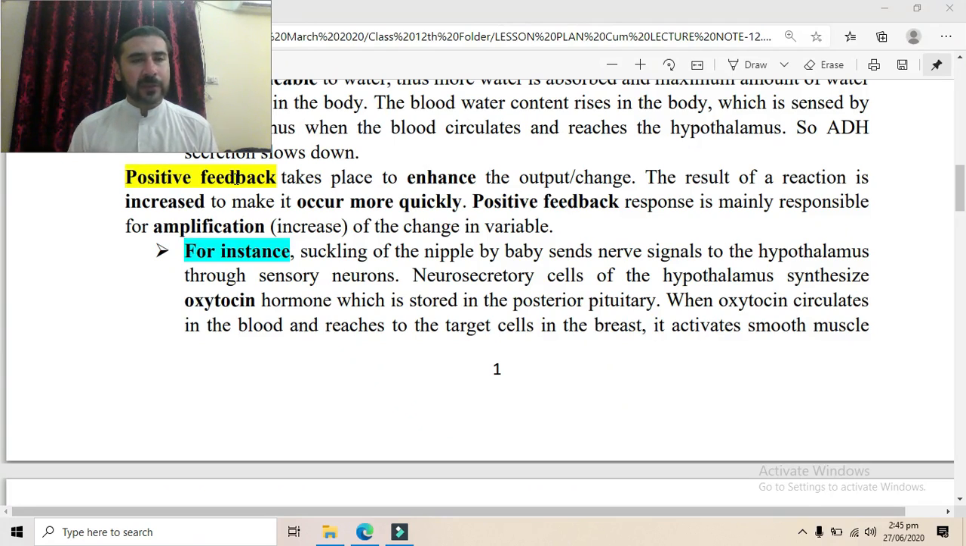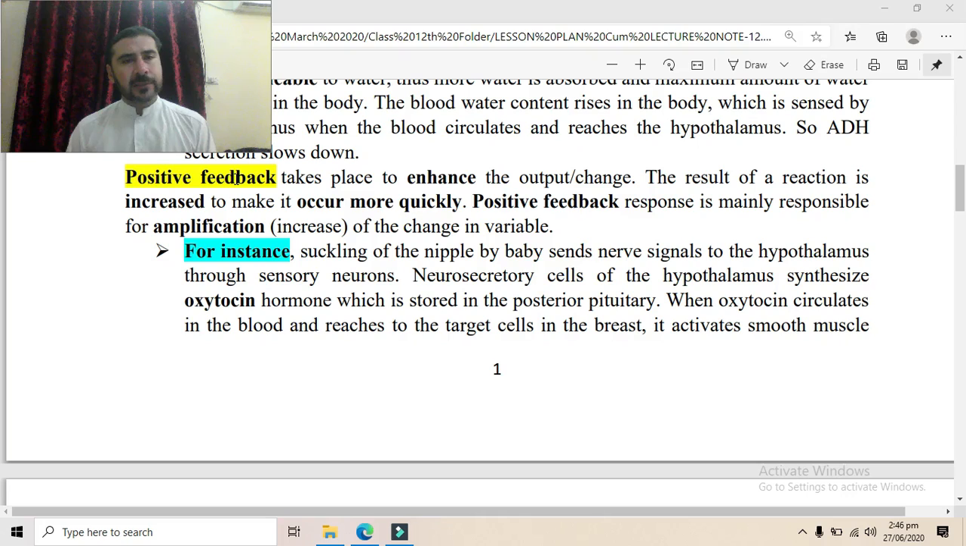In the previous lecture, we started the topic of feedback mechanism in homeostasis. There are two types of feedback: negative feedback and positive feedback. But there is still a third type of feedback, which is called harmful positive feedback. So we have divided this lecture into three parts: negative feedback, positive feedback, and harmful positive feedback. We have already studied the first part, negative feedback. Today we are going to study positive feedback.